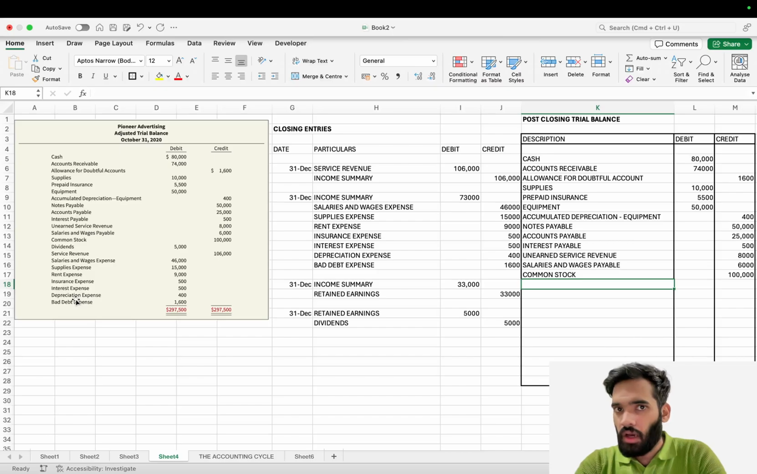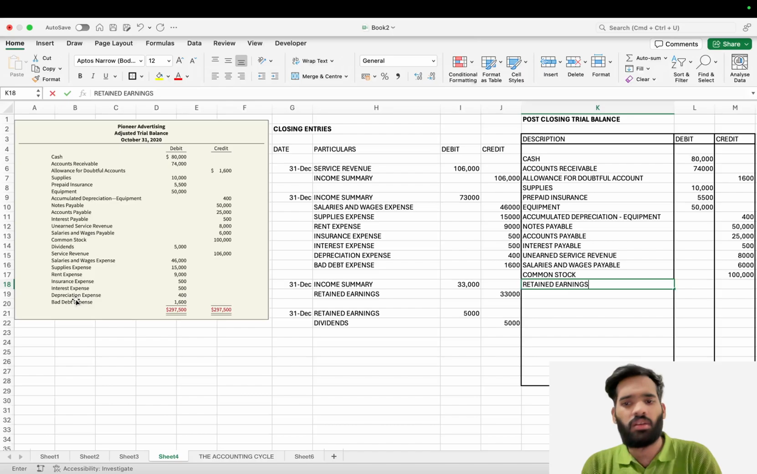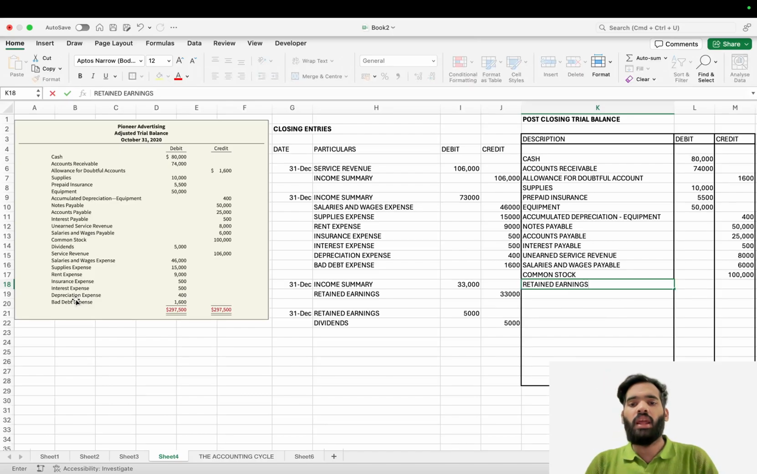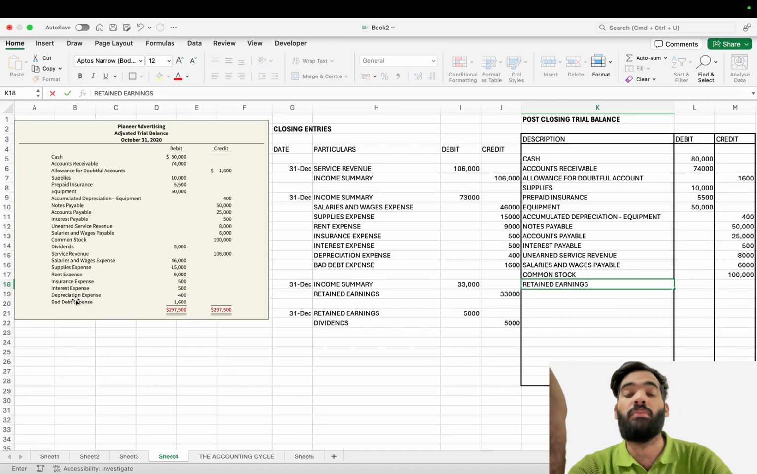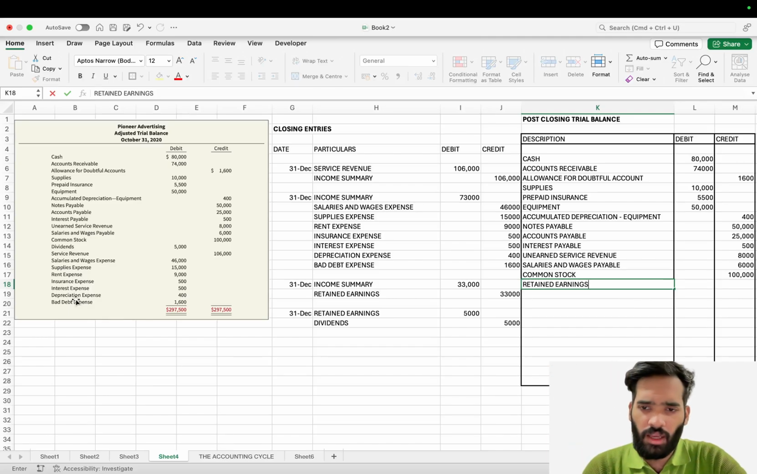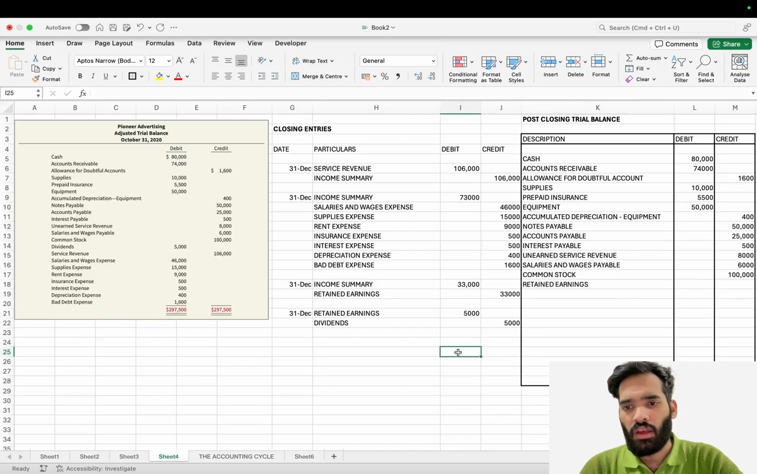That means we can assume that retained earnings is zero at this point, before this accounting period. It can be for many reasons, probably this is the first year of the business, so they haven't made any profit before this accounting period. So no worries, we will write the retained earnings ourselves. And as we know, retained earnings is the account that contains the profit that has not been paid to the shareholders.